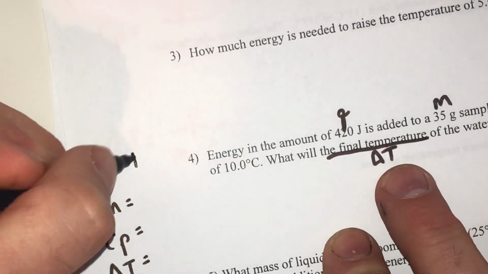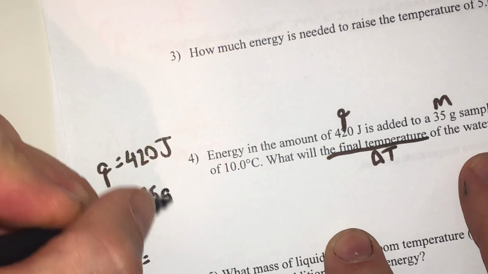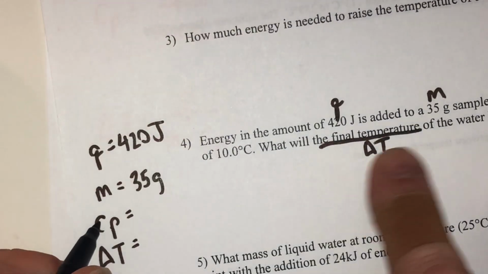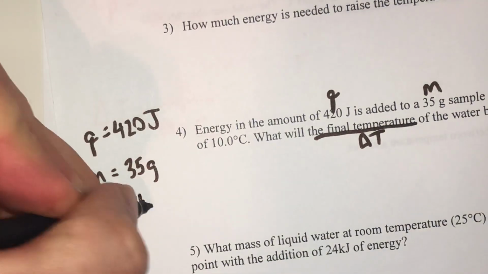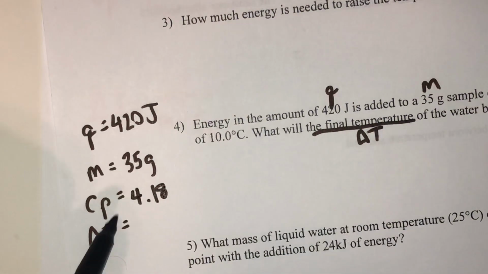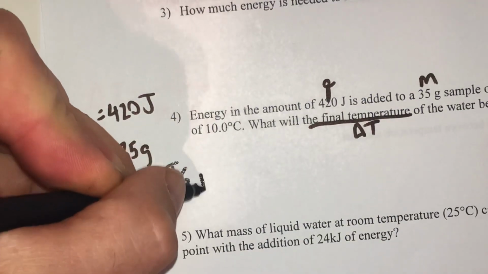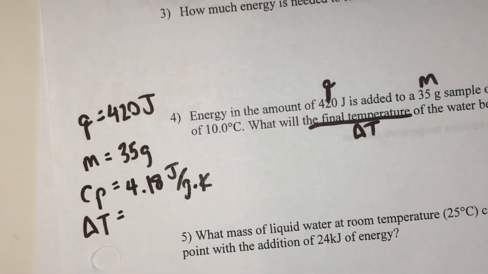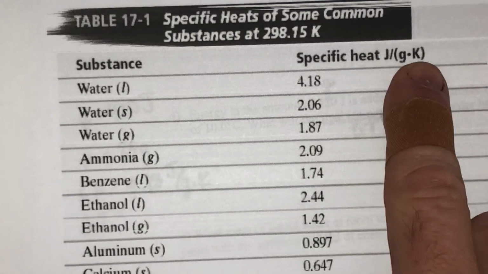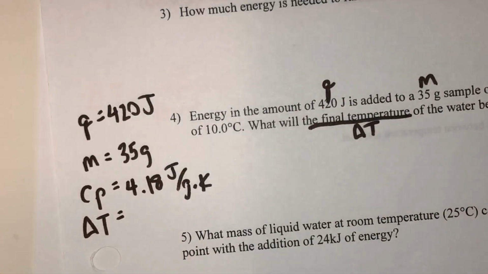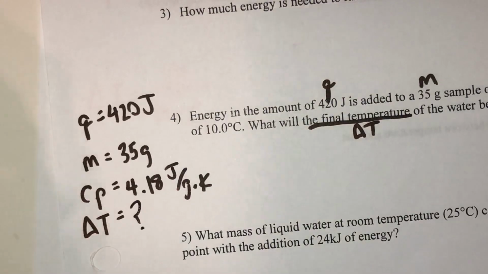Okay, Q is 420 joules, M is 35 grams, that's only 2 digits. Specific heat, so it does say water. So this is from the last video. We know the specific heat is 4.18 joules per gram Kelvin, and that's from this chart right here. So we're looking for a delta T.